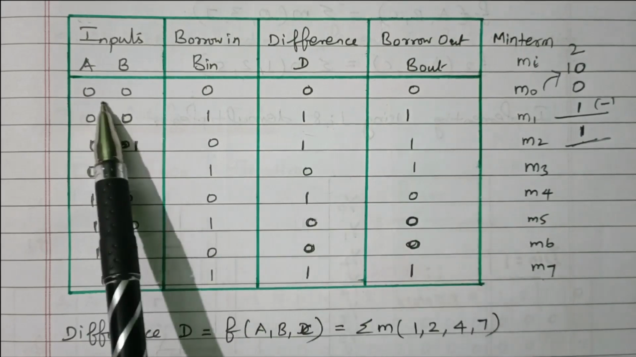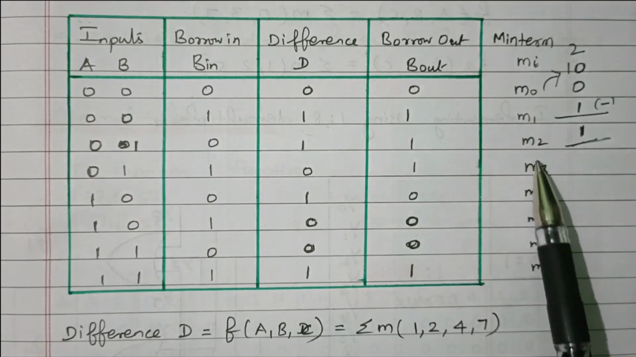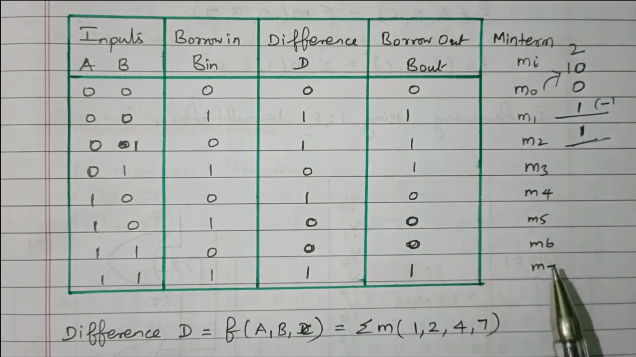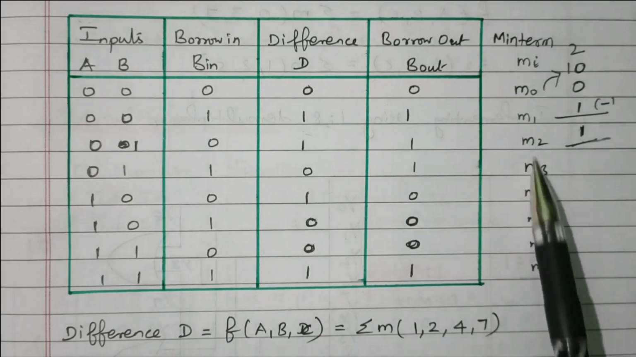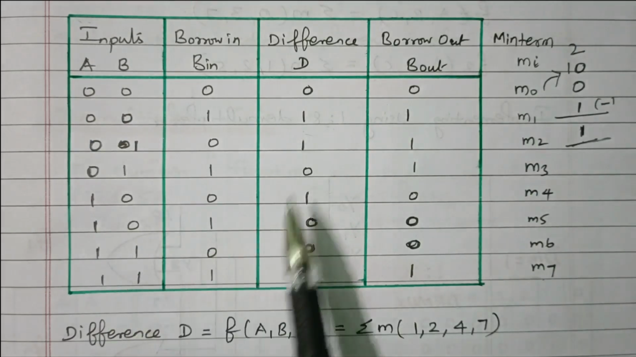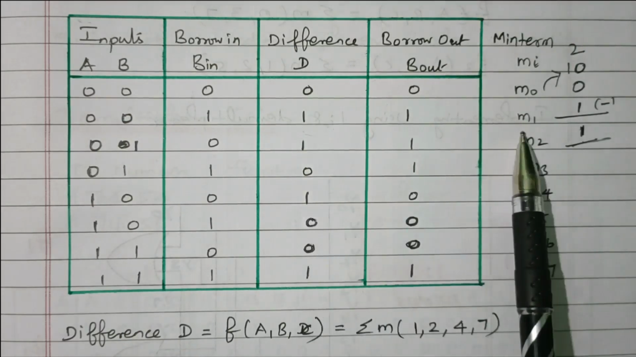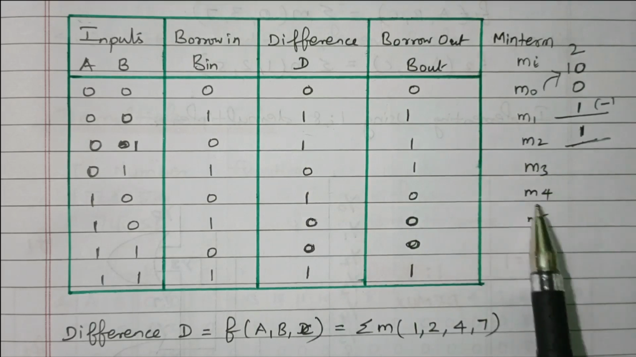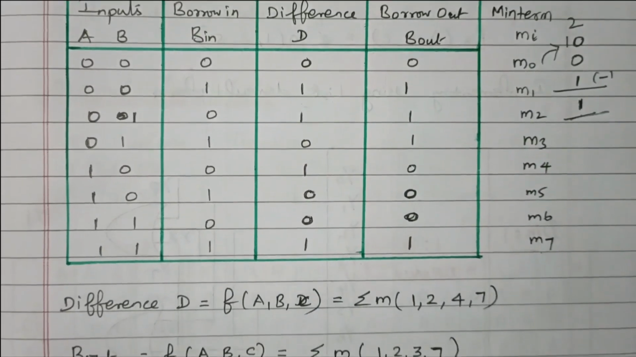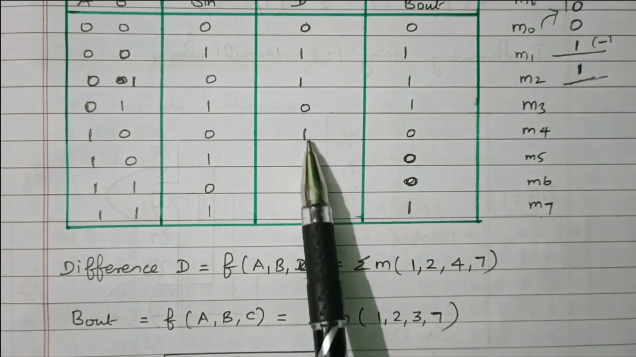Now these combinations 0 0 0, 0 0 1 and so on are represented as min terms M0, M1, M2, M3, M4, M5, M6 and M7. Right. So for the difference, 1 is available in 4 places: 1, 2, 3, 4 ones. That corresponds to M1, M2, M4 and M7. These 4 are at high level, so these are the required terms for generating the difference. That is the sum of min terms 1, 2, 4, 7.